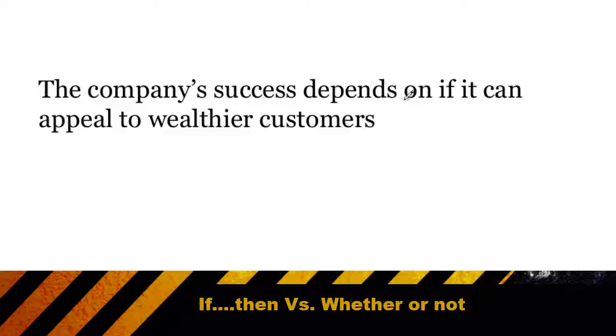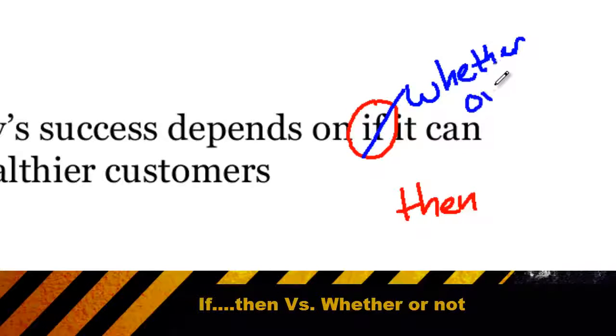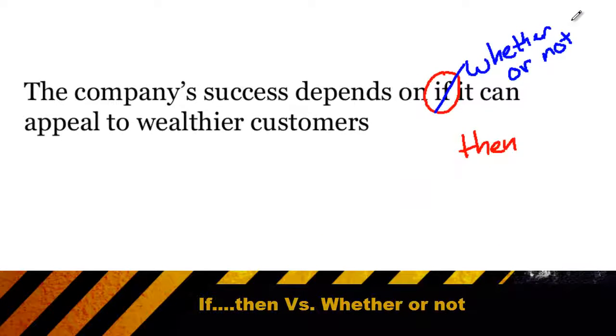In this example, the sentence tries to use the idiom if. But remember, the full idiom is actually if, then. And while the sentence doesn't have to use the actual word then, there has to be a spot where you would put the then, the consequence if the first action actually occurs. And if you read through this sentence, there really isn't a spot to put the then. But if we wrote in whether and added the or not, that actually makes sense. The company's success depends on whether or not it can appeal to wealthier customers.